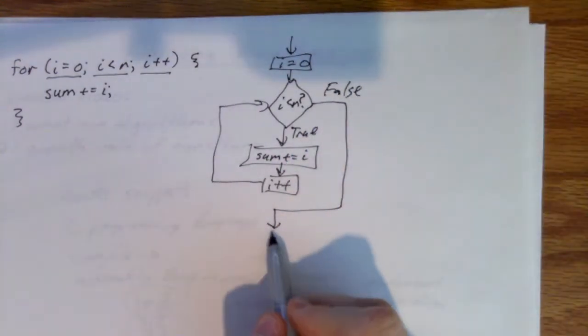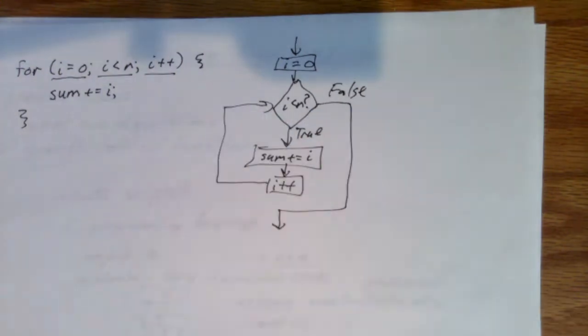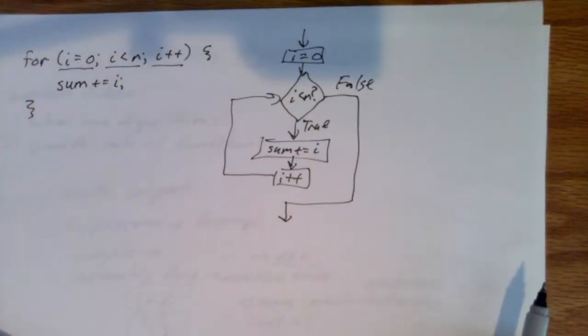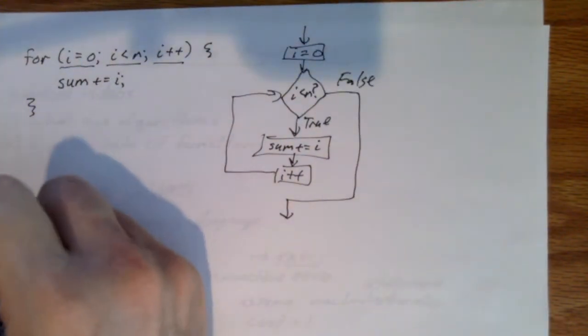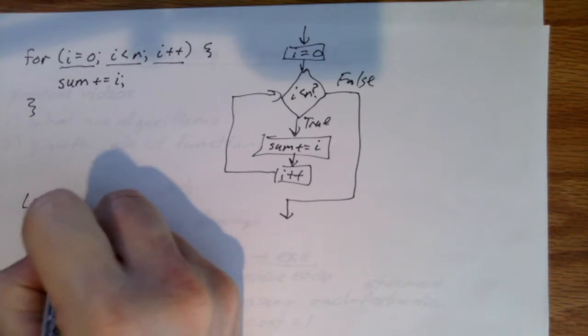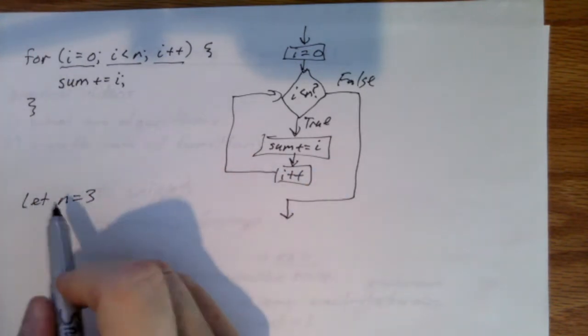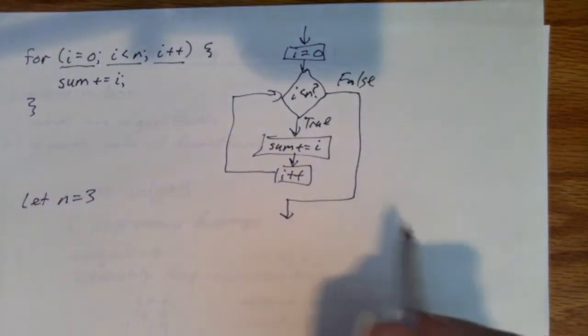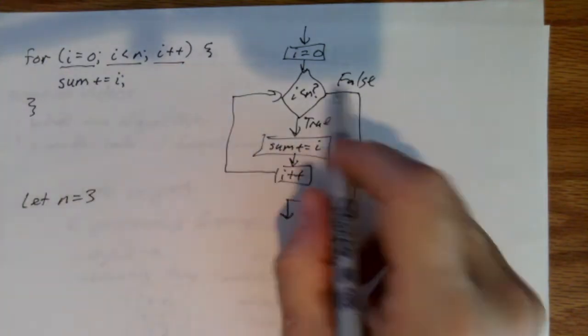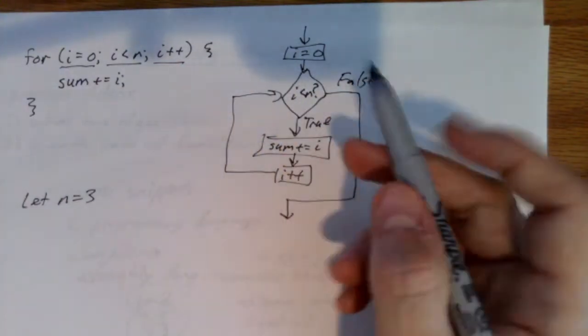And when that happens, we come down here and then presumably do something else. All right? So I think it's easier to analyze if we assume a certain value of n. So let's say n equals 3. Ultimately we will need to turn what we do into a function of n, but this will make it easier to understand and also make the loop eventually stop.